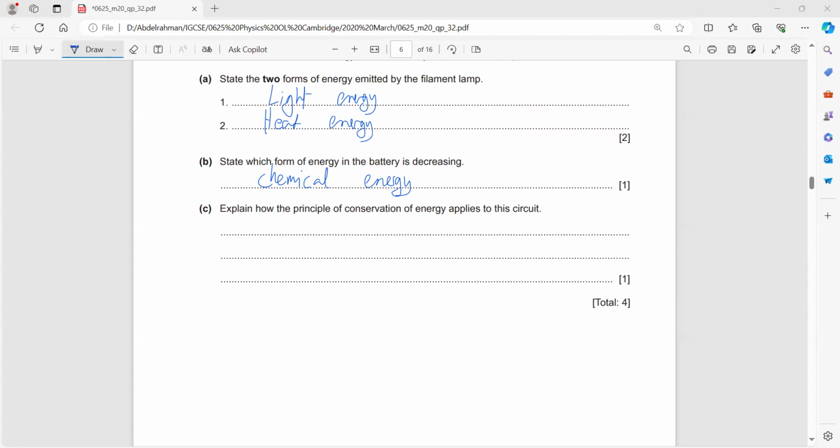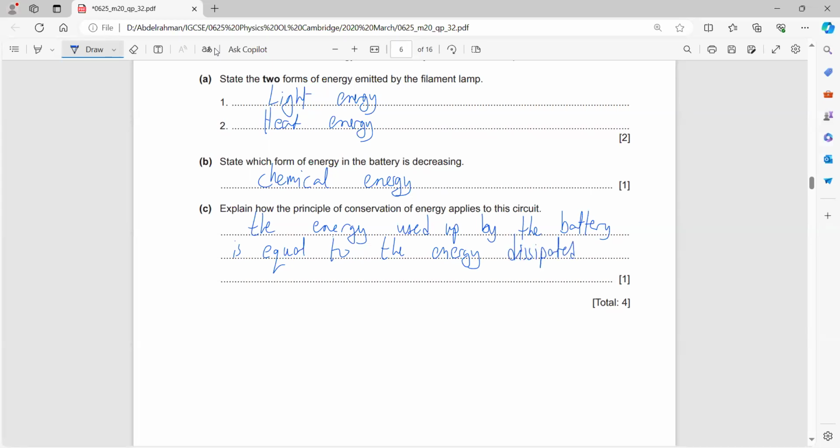Again, the energy used up by the battery is equal to the energy dissipated, or the energy lost, as heat and light.